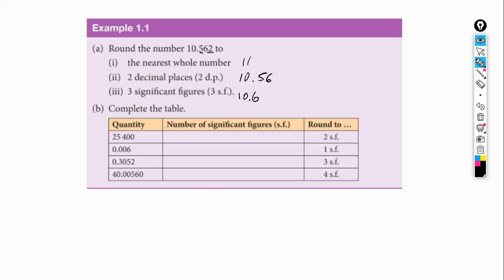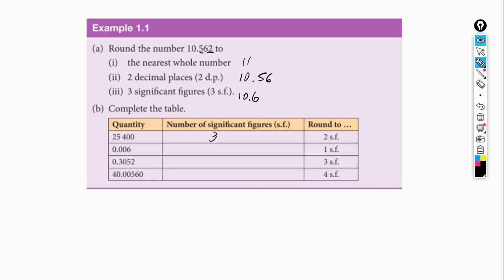In part B, they ask us to complete the table. They give us a quantity in the left column, and in the middle column, they ask us for the number of significant figures. So let's do this part first. If we have a number like 25,400, this obviously has three significant figures. Those are the three significant figures it has, the 2, 5, and 4.